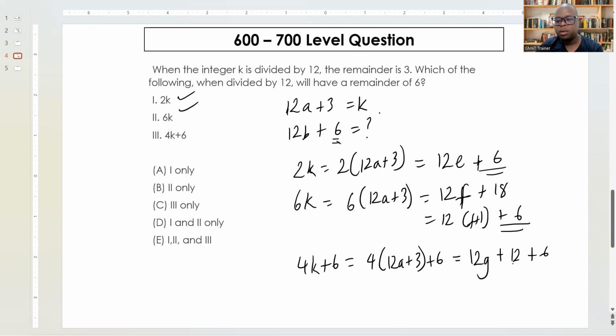So you have a 12, which is a multiple of 12 here. So you have this as 12 into g plus 1. So it's a multiple of 12 plus 6. So you do have a plus 6 at the very end. So this also fits into what we're being asked for. So 1, 2, and 3 all have a remainder of 6 if they're divided by 12. So that is how you go about it, and that is the answer to it.